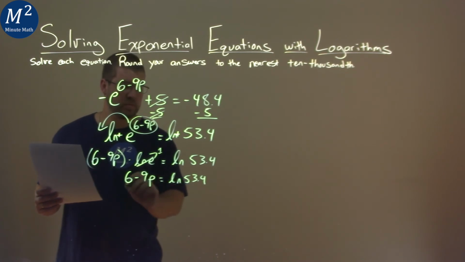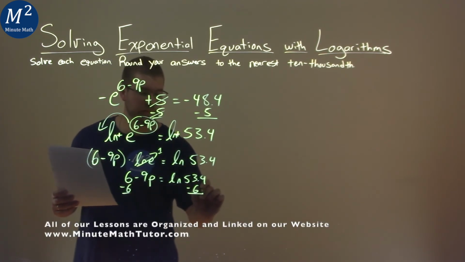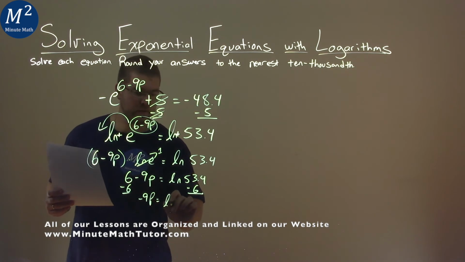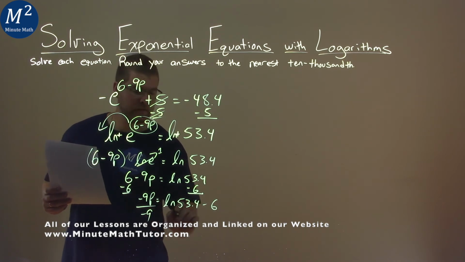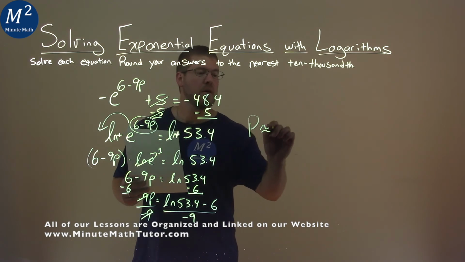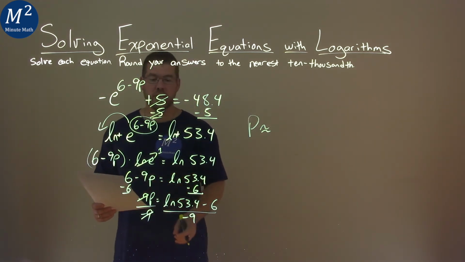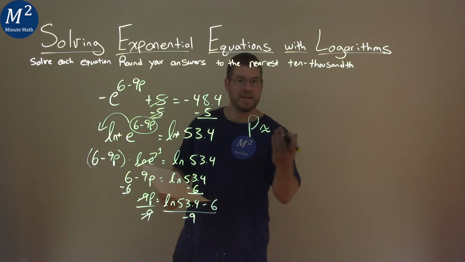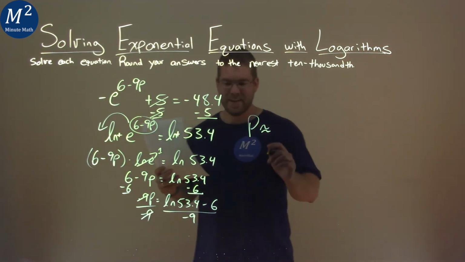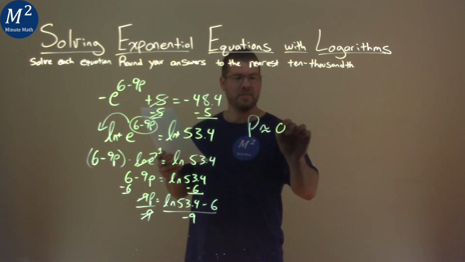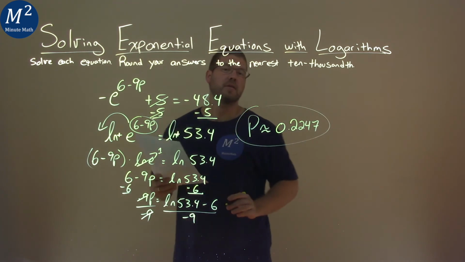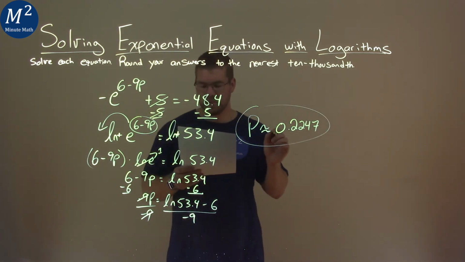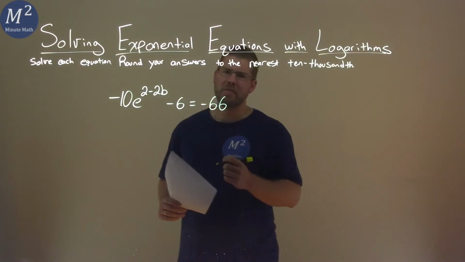So let's solve for p. Subtract 6 from both sides. We have negative 9p equals natural log of 53.4 minus 6. Divide both sides by negative 9. Negative 9's cancel, and I put the p up here. And p is approximately equal to natural log of 53.4 minus 6, divided by negative 9. And when using our calculator, that comes out to be 0.2247. And so our final answer here is p is approximately equal to 0.2247.